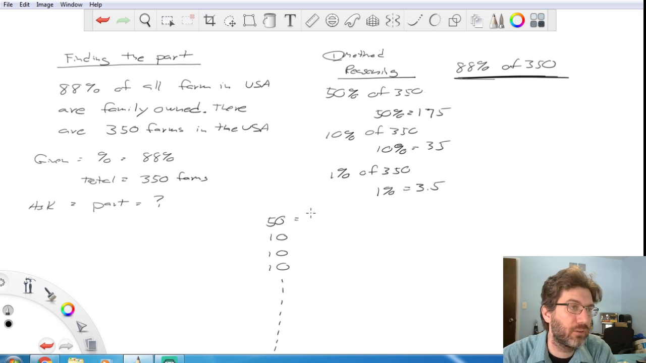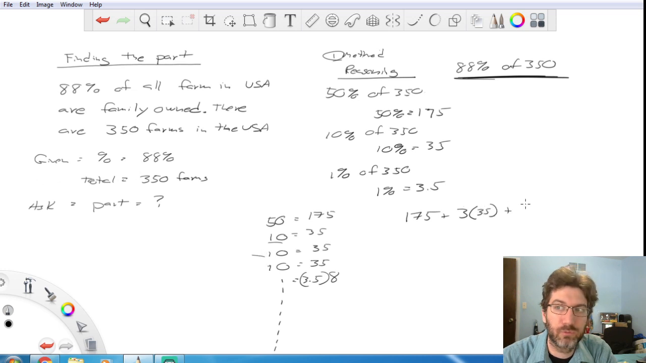So 50% was 175. 10% is 35. 10% is 35. 10% is 35. 1% is 3.5. And you have 8 of these, so you could just multiply that by 8. I have 3 of the 10s, so I got one set of 50 plus 3 sets of 10, 1, 2, 3, plus 8 sets of 3.5. And you can solve that, and that will give you your answer.